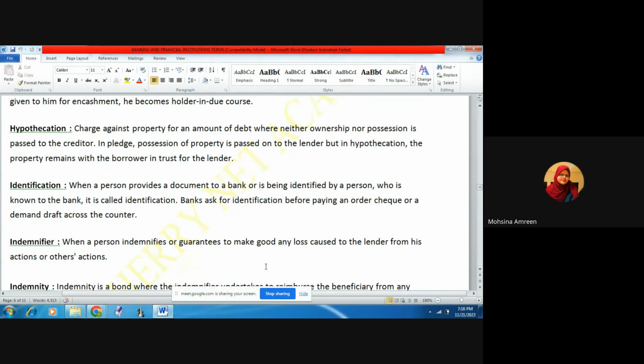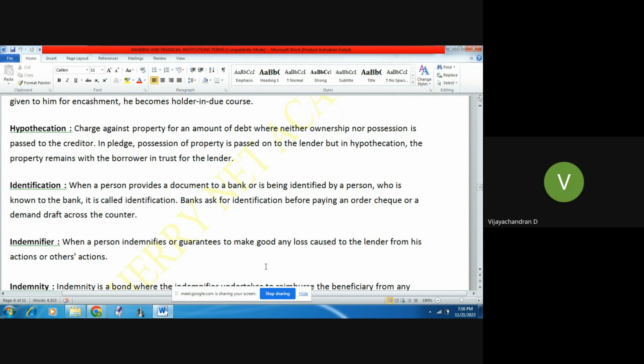In the paragraph, it is said that neither ownership nor possession is passed to the creditor. Can you locate it, sir, in the hypothecation paragraph? Charge against property for an amount of debt where neither ownership nor possession is passed to the debtor. In pledge, possession of property is passed on to the lender, but in hypothecation, the property remains with the borrower. This is the difference. In the case of hypothecation, the possession will be in the hands of the borrower.